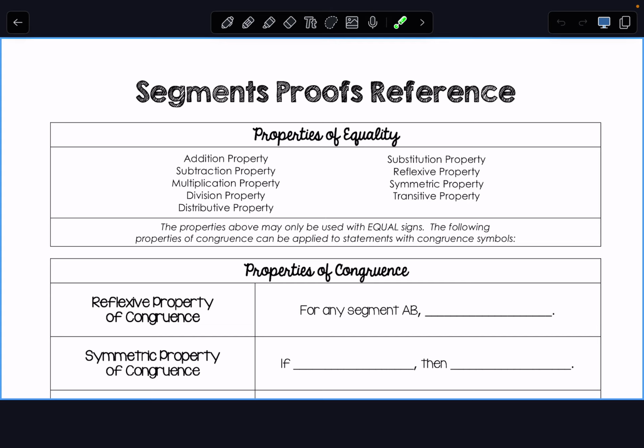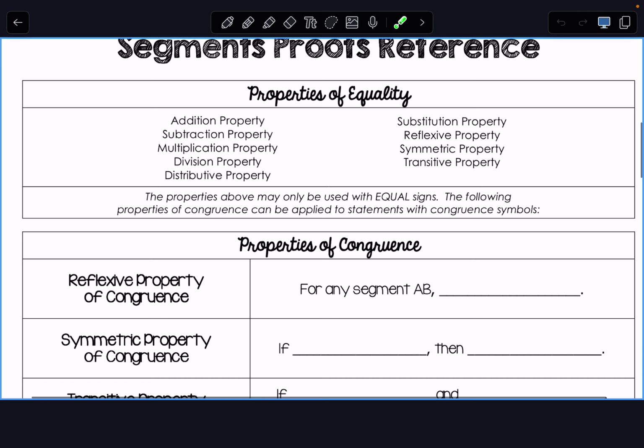Okay. So we still have equality properties, okay? Addition, subtraction, multiplication, division, distributive, all of these we still have, but you can only use them when there are equal signs. If they are not equal signs, like maybe it's a congruent sign, we have properties for congruence. We have properties for equality, okay?